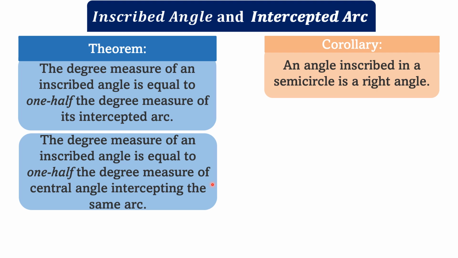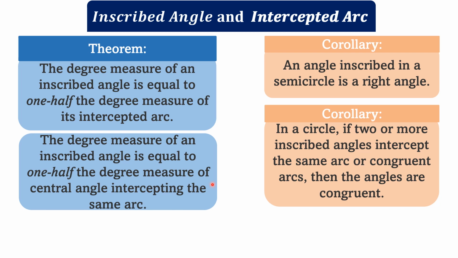In addition to that, in a circle, if two or more inscribed angles intercept the same arc or congruent arcs, then the angles are congruent.